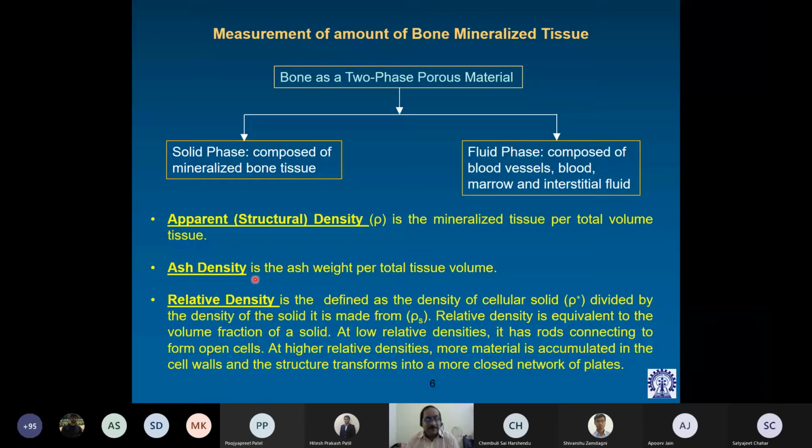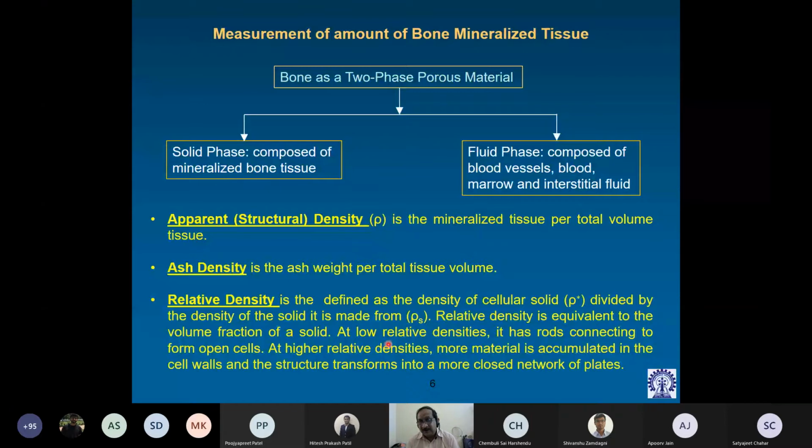Now, there have been other attempts to quantify or measure the bone mineralized tissue. Ash density is a measurement, and ash density is the ash weight per total tissue volume. Then there came a relative density, which is defined as the density of the cellular solid divided by the density of the solid it is made from. Now, this relative density is analogous or equivalent to the volume fraction of solids.